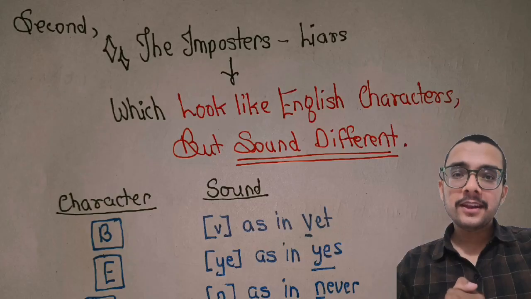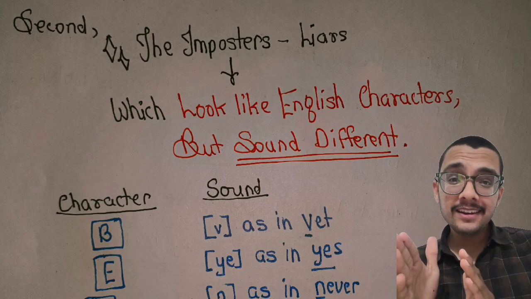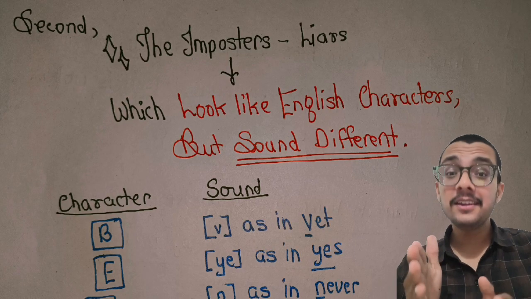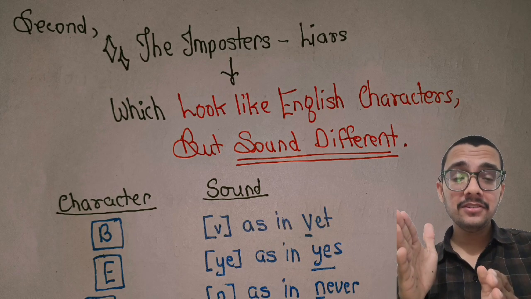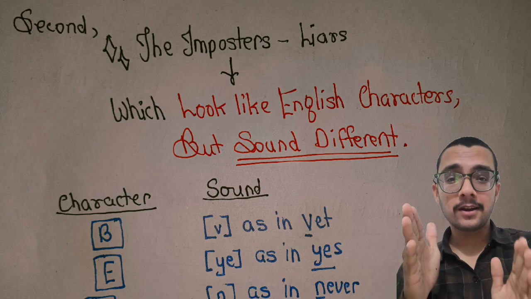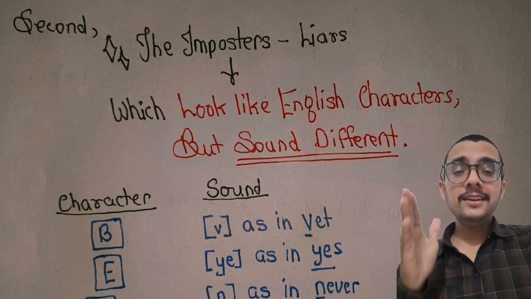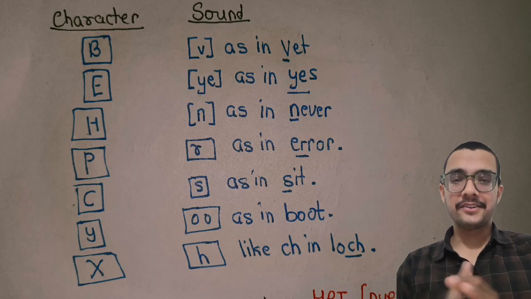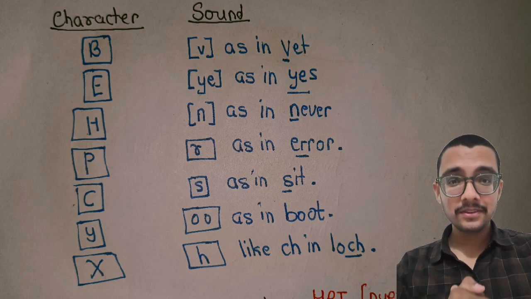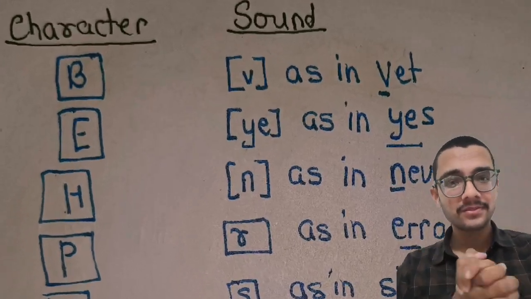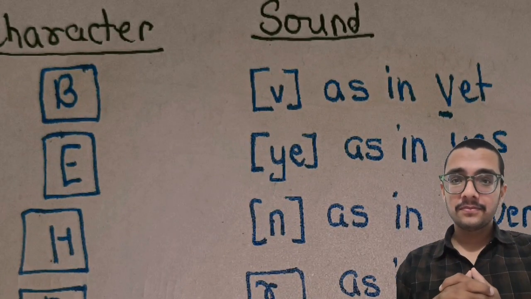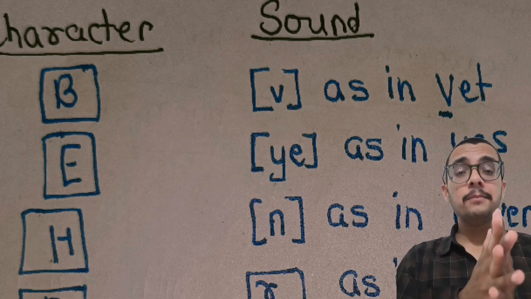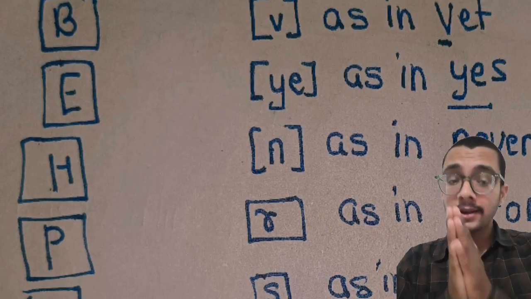Easy, right? Let us tackle some of the characters which look like English but they don't sound like their English counterpart. Once again, which look just like English but they don't sound like how they are pronounced in English. To get started, look at this character. This looks like B, right? It is not B. It is pronounced V. Then look at this character. It looks like E, right? It does look like the E in English, but it is pronounced Ye, not E.